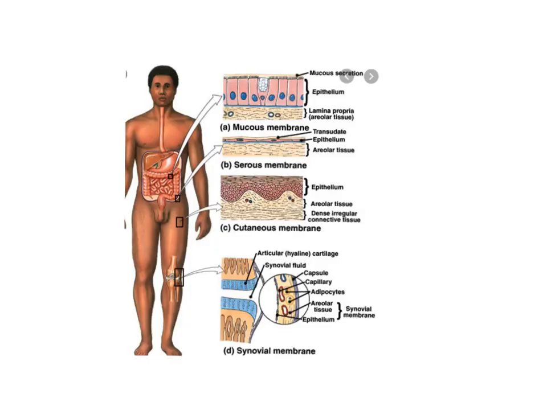This last drawing shows you 4 of the membranes that I talked about, and it just kind of helps you see that it's made of both epithelial and connective tissue, and that's what membranes usually have, is both the epithelial and the connective tissue.